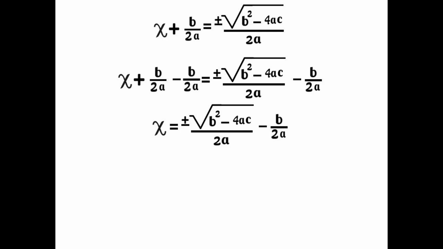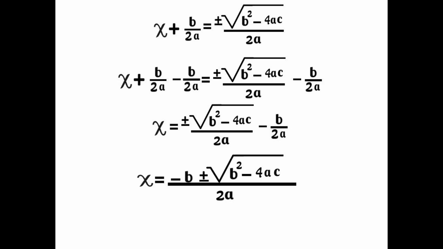This same equation can be written as x equals minus b plus or minus the square root of b squared minus 4ac, and since they both have the same denominator, we combine them, and there is the quadratic formula: x equals minus b plus or minus the square root of b squared minus 4ac, over 2a. Simple, right?